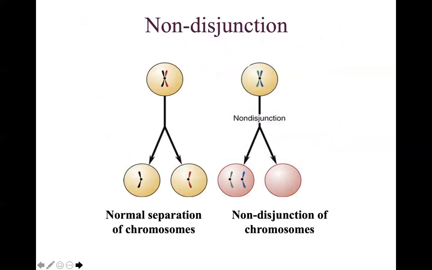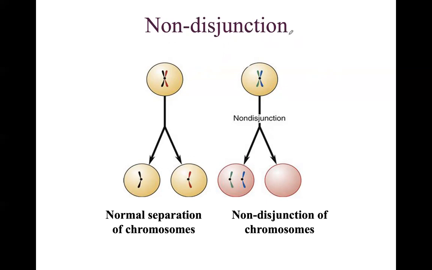The way they explained it was something called non-disjunction. Let's look at the left. We know that when we're making sperm and eggs, we undergo 2 rounds of meiosis. So in the first round of meiosis, we go from 4 copies to 2, and in the second round of meiosis, we go from 2 copies to 1. And you get normal separation of chromosomes, right? Mendel even talked about this, equal segregation. And these are gametes. These will either be sperm or they'll be egg.